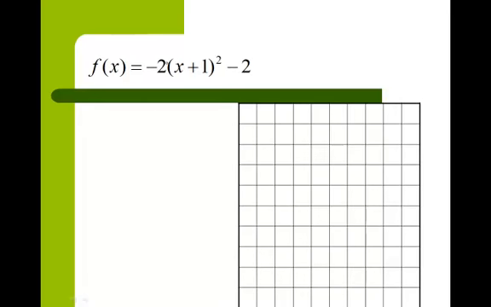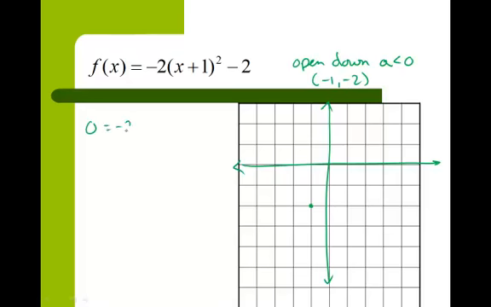This is going to open down, because a is negative. My vertex is at negative 1, negative 2. So I'm going to plot my vertex and make it be at negative 1, negative 2. And it is opening down. So if it opens down and my vertex is here, there really shouldn't be any x-intercepts. I can double check by setting this equal to 0.